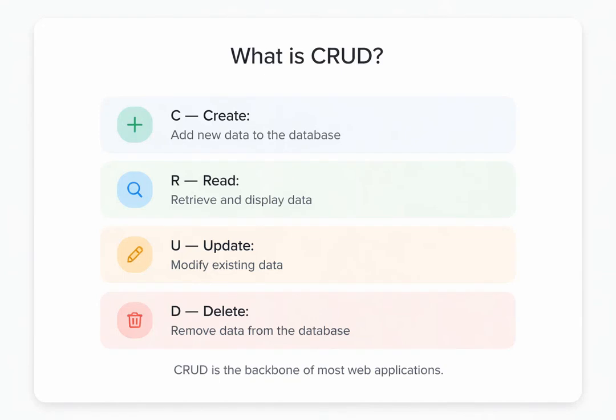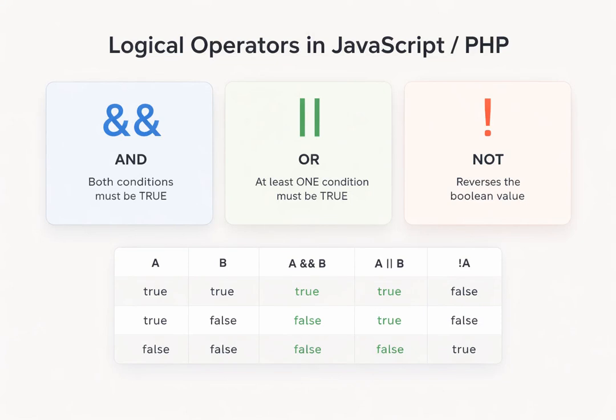CRUD stands for Create, Read, Update, and Delete, and it represents the four fundamental operations you perform on data in any web application. When you fill out a form and submit it, that's create. When you view a list of items on a page, that's read. When you edit an existing record, that's update. And when you remove something, that's delete. The instructor is emphasizing that Laravel is the right place to learn and practice CRUD, and that the design examples being discussed, like a form that opens on a button click and saves to a database, are all part of this CRUD workflow. Now we move into one of the most important foundational topics in programming, logical operators.